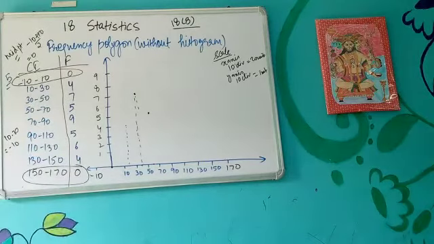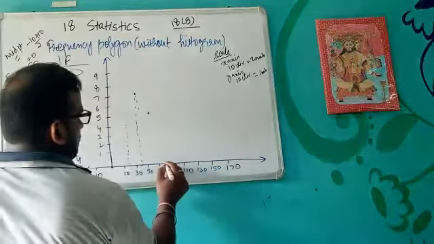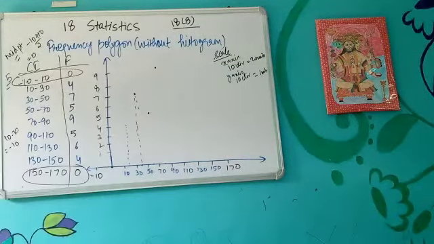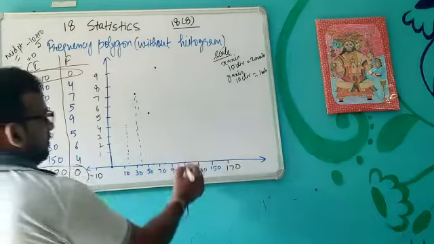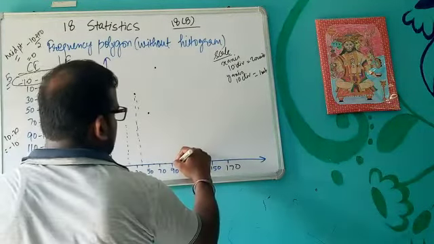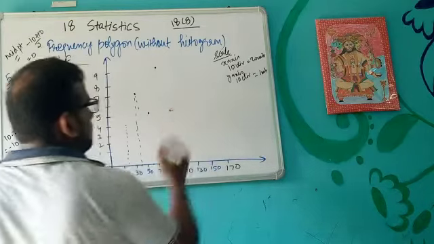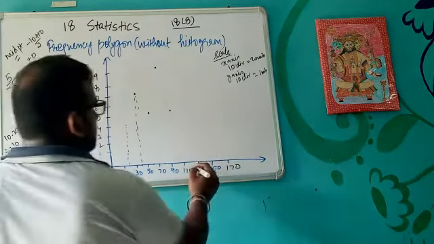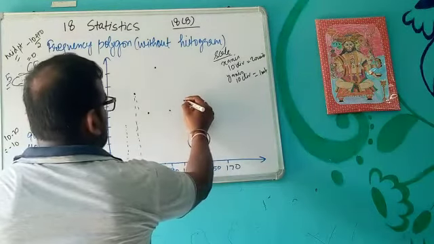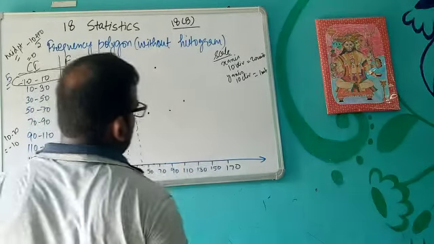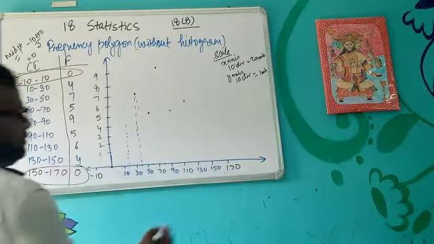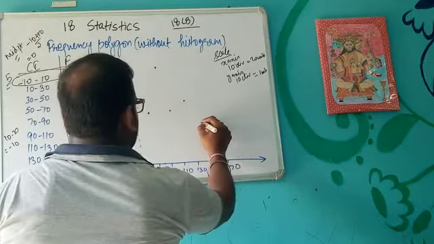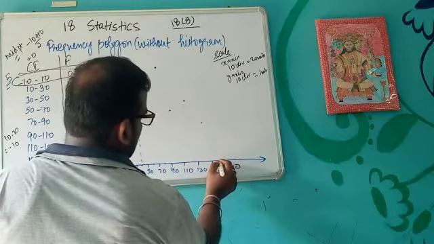Then 70 to 90 is 9. So exactly in the middle again we will take the value of 9. Then 90 to 110 is 5. So again exactly in the middle we will take the value. Then 110 to 130 is 6. So this will be your 6 approximately. Then 130 to 150 is 4. So approximately this will be our value. And 150 to 170 will be here.